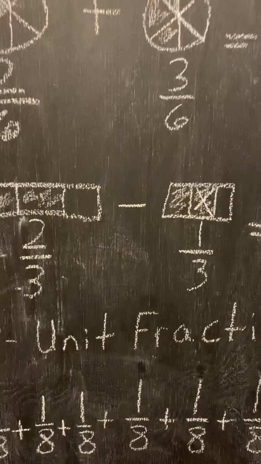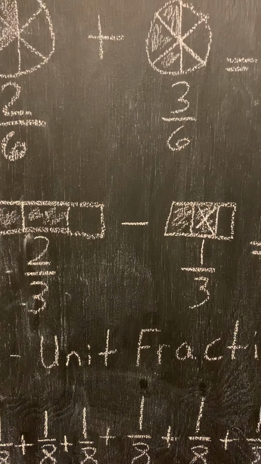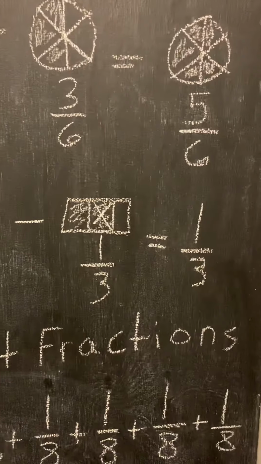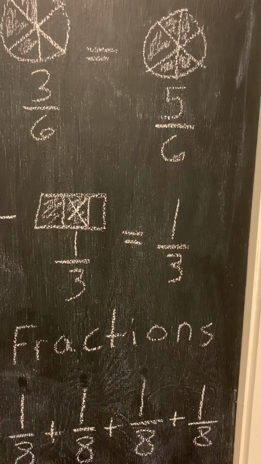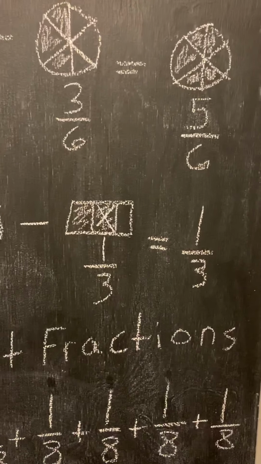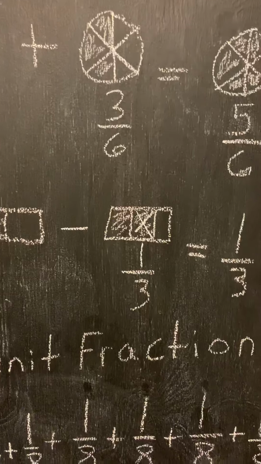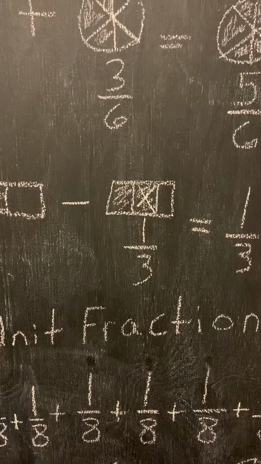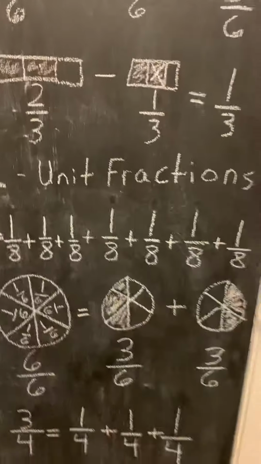Notice the denominators stay exactly the same. The numerators, 2 minus 1 is 1, 1 over 3, 1/3. A little review from what I saw yesterday in the homework. People did really well with this. All right, next, unit fractions.